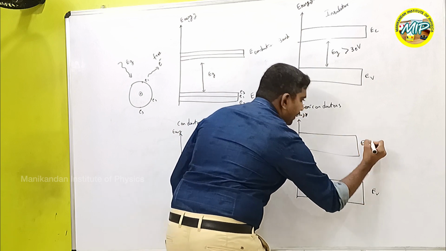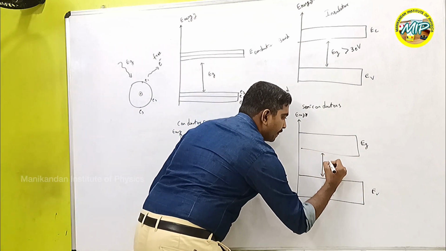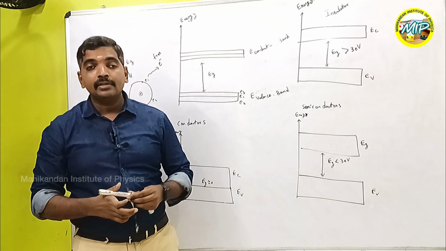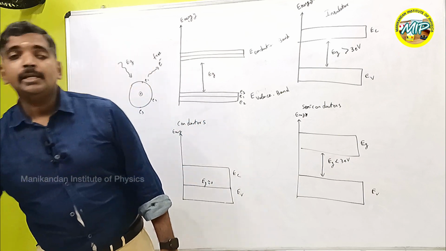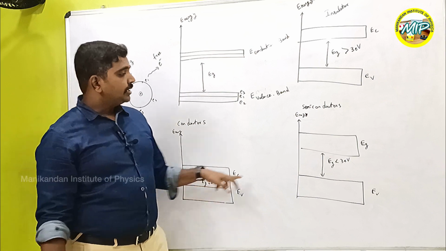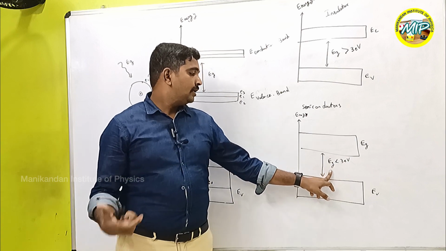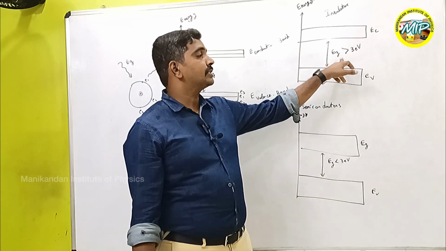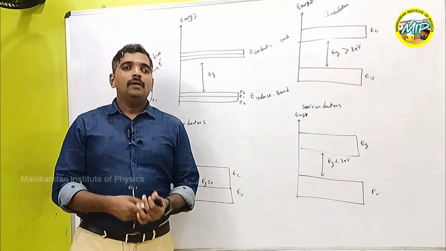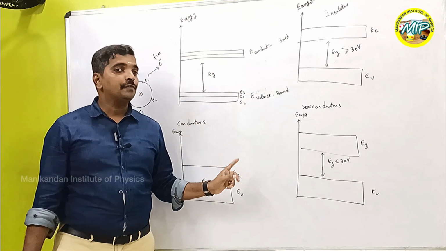This is EG, the energy gap, which is less than 3 electron volts. This is how they characterize and differentiate. If my energy gap is 0, then it's a conductor. If the energy gap is less than 3 electron volts, then it should be a semiconductor. If it is greater than 3 electron volts, then it's specified as an insulator. Okay, this is very important from the exam point of view.